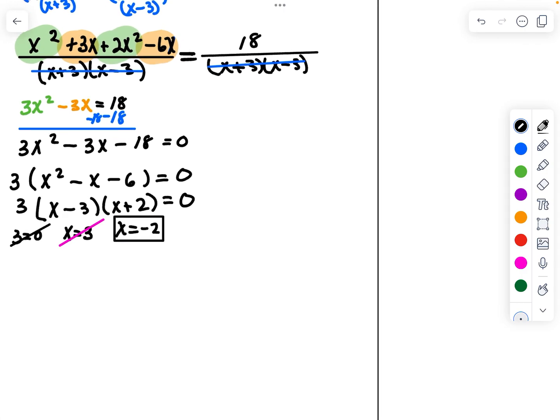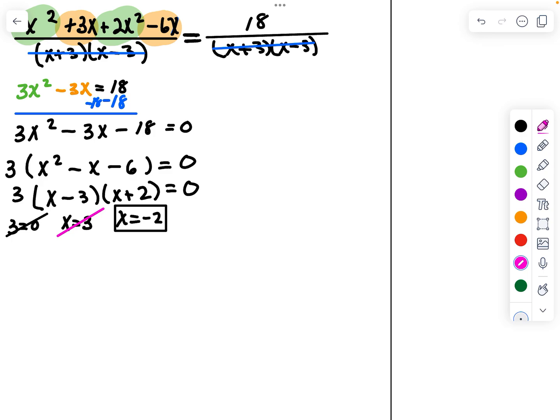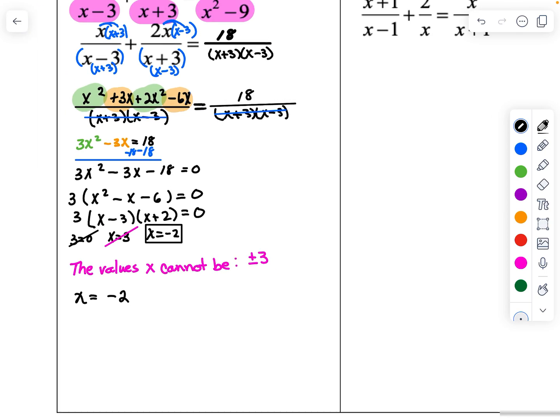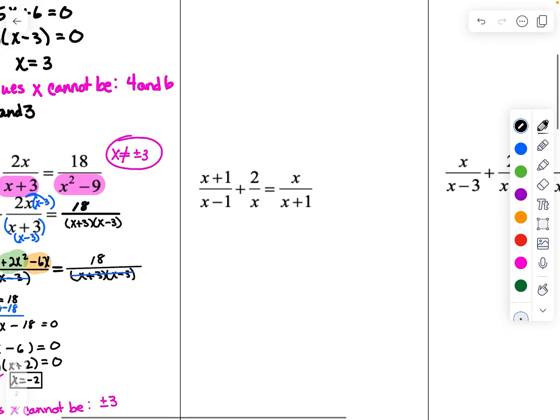So when we go to write this in Canvas, Canvas is going to say the values x cannot be, and you are going to write positive and negative 3. And then Canvas is going to say, so x equals, and you are going to say negative 2. Okay.